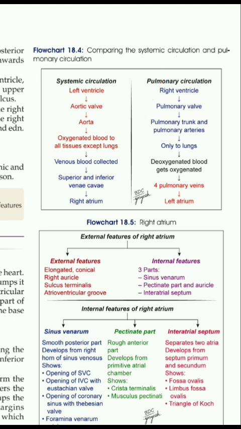On the other hand, in pulmonary circulation, blood first accumulates in the right ventricle, and from the right ventricle it goes through the pulmonary valve, pulmonary trunk, and pulmonary arteries only to the lungs. Then the deoxygenated blood gets oxygenated. Then through the four pulmonary veins, the blood goes to the left atrium.